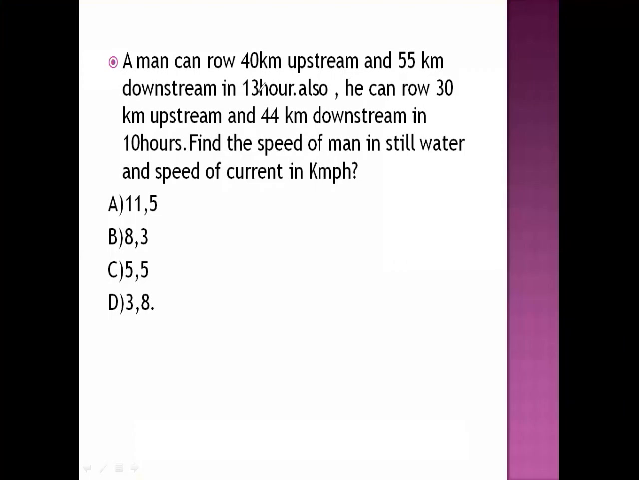Similarly, there is another question. A man can row 40 kilometer upstream and 55 kilometer downstream in 13 hours, and he can row 30 kilometer upstream and 44 kilometer downstream in 10 hours. Find the speed of the man in still water. That means they are asking what is U, and the speed of the current, that is V in the problem.